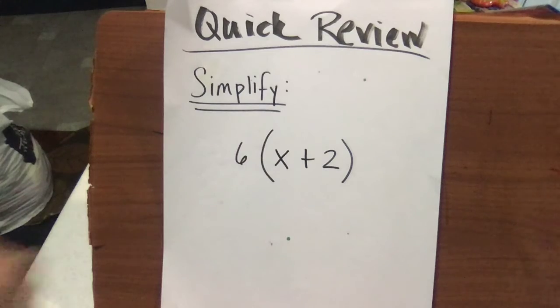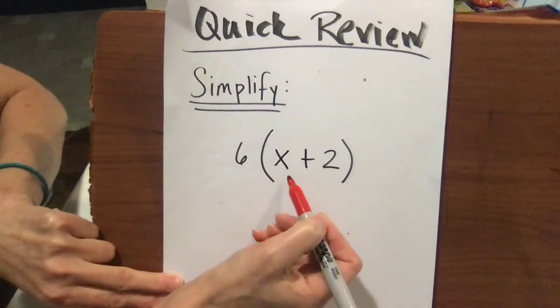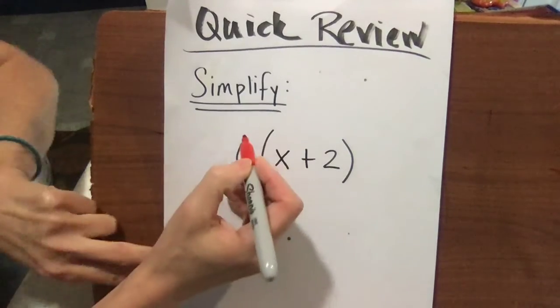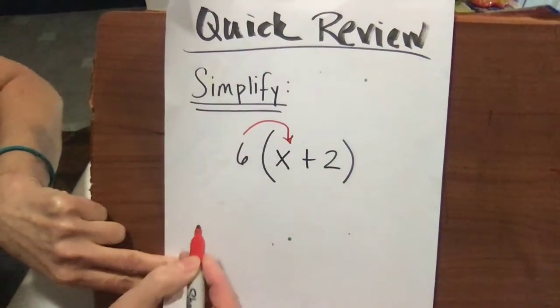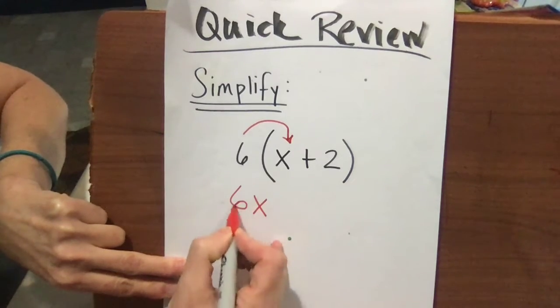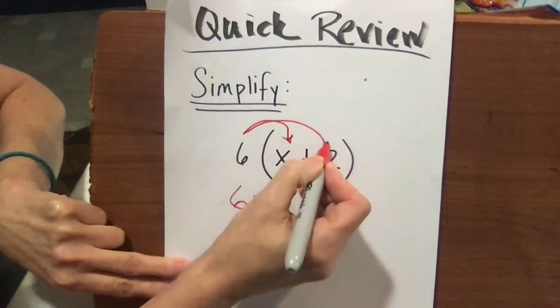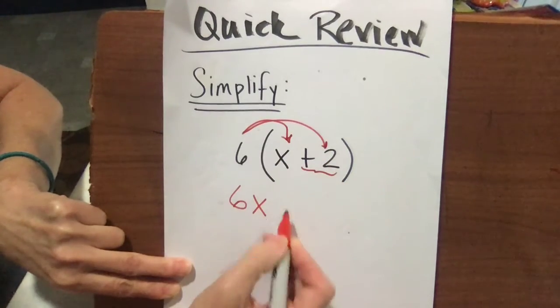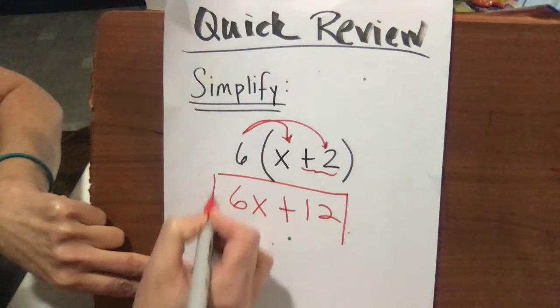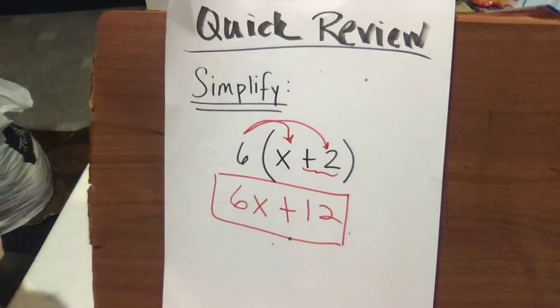So this means 6 times the quantity, and that quantity is x plus 2. We read it as 6 times the quantity of x plus 2. We're going to take 6 and distribute it and multiply it by x. So 6 times x is 6x. Then we're going to multiply 6 by a positive 2, which gives us positive 12, so it looks like plus 12. That would be our answer. So that was our distributive property.